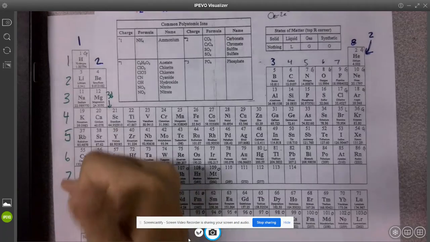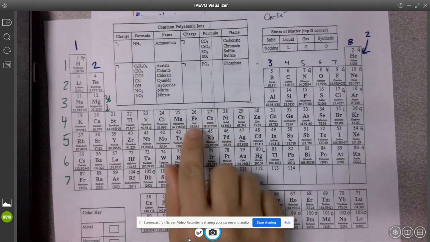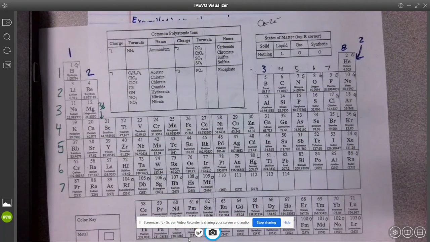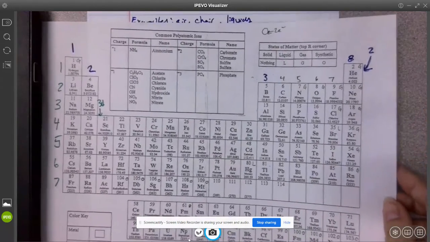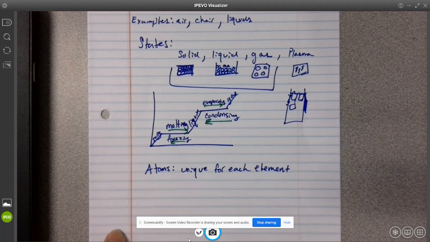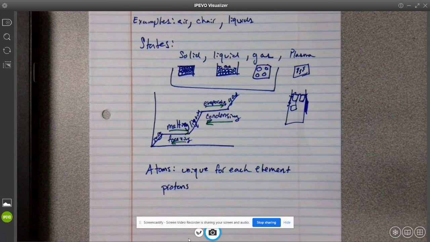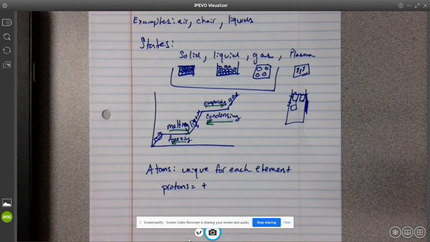You're going to have to excuse right now the stuff that's written off to the side. Earlier today in our chemistry class, we were looking at some of this. But we have lithium atoms, iron atoms, oxygen atoms. Atoms are unique to each individual element. And that is because of our protons. Protons are going to be positively charged.